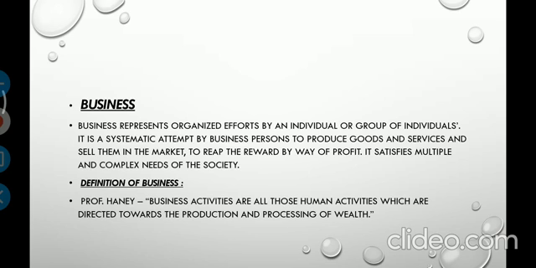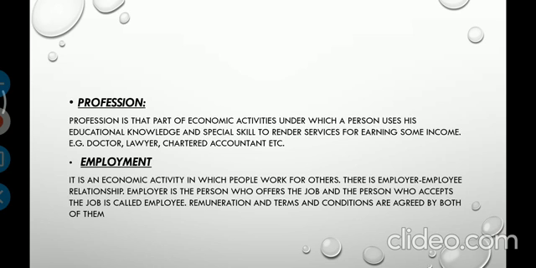At this point, in the very first lecture, this is what you have to understand. What is business? Producing goods and services and selling goods and services with the purpose of earning profit. Definition of business: business activities are all those human activities which are directed towards the production and processing of wealth. So true. What are the business activities? You are producing and processing wealth. Money is getting circulated from one person to another, and it is getting processed and produced.